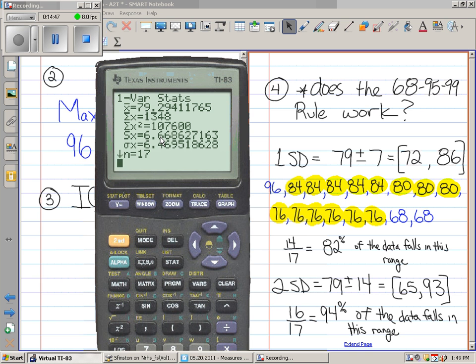So 79 plus or minus 7 gives me 86 and 72. And what I'm saying to you is find all the numbers between 72 and 86 and count them up. That's what I highlighted in yellow. That's 14. Ooh, because they occur more than once. It's like there were 1, 2, 3, 4, 5 people that scored 84. Do you get what I did now?